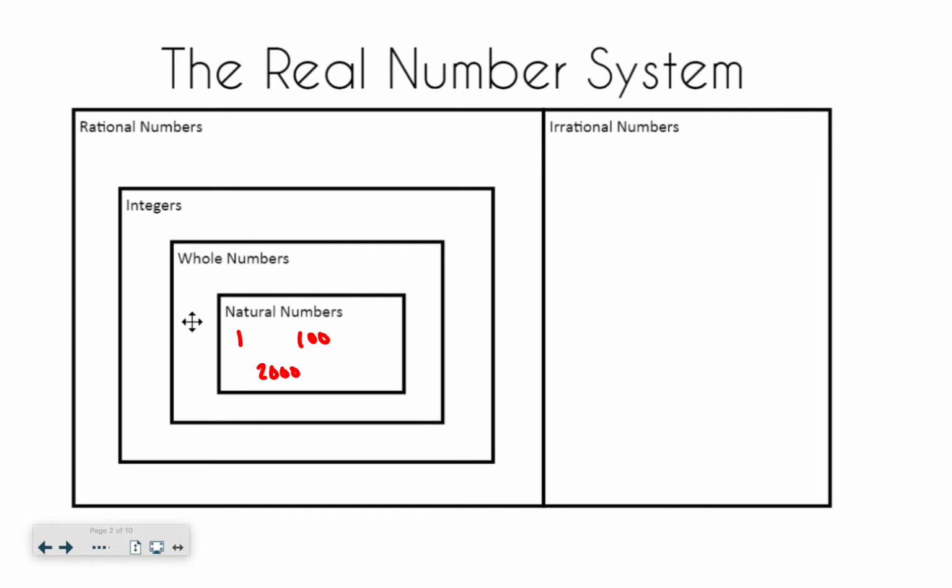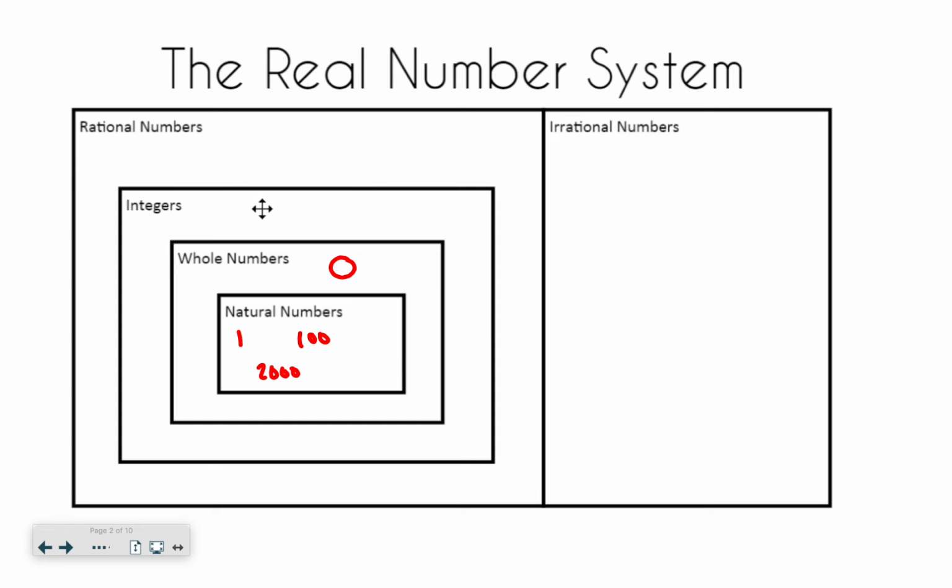Now, whole numbers include all of the natural numbers. So whole numbers are also 1, 2, 3, 4, 5, and so on, 100, 2,000. Those are all whole numbers. But whole numbers also include the number 0. Natural numbers do not include the number 0, but whole numbers include the number 0 and all of the natural numbers. Okay, and then let's get a little bit bigger.